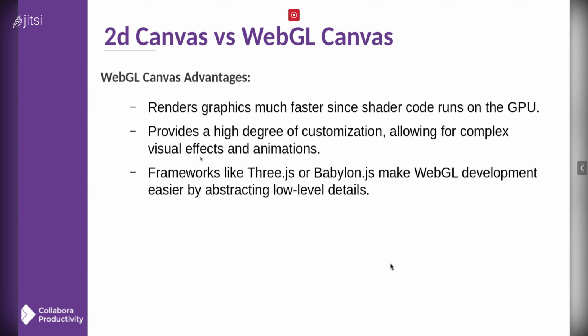The WebGL canvas is much faster as the shader code runs on a GPU. I'll talk more about shader code later, but you can assume that it's a program that runs on a GPU. That's why it's so much faster. It has a lot of customization, visual effects and animation. You can do more complex tasks or rendering tasks than the normal canvas. Frameworks like Three.js and Babylon.js are actually easy to learn compared to core WebGL.